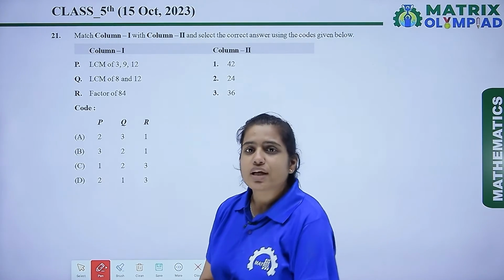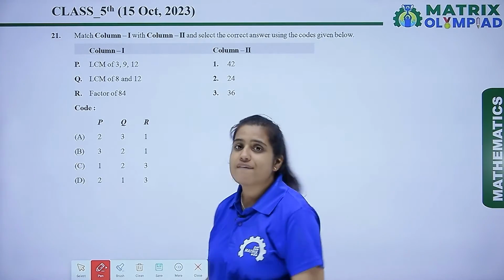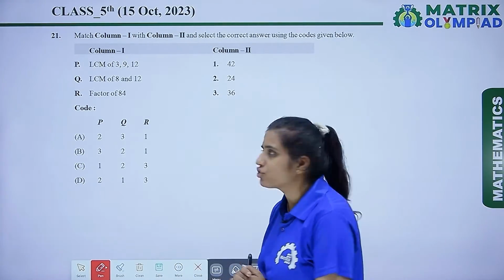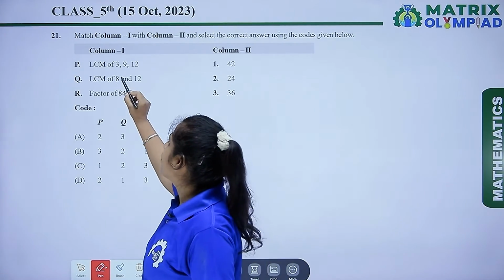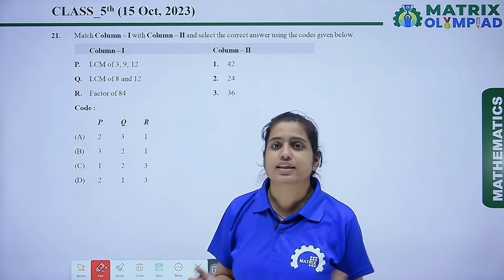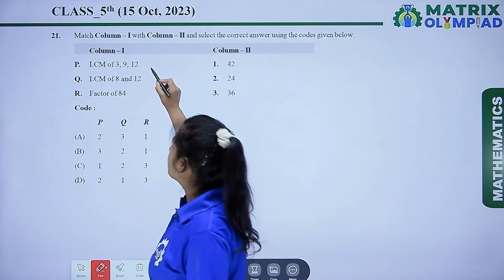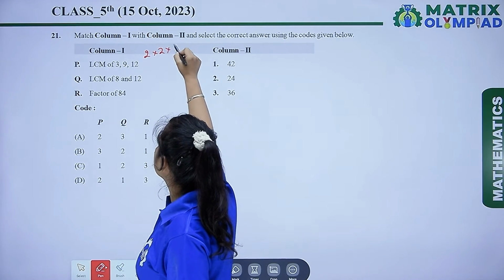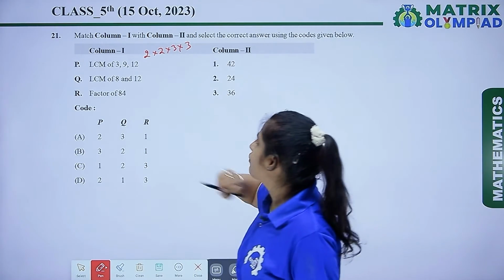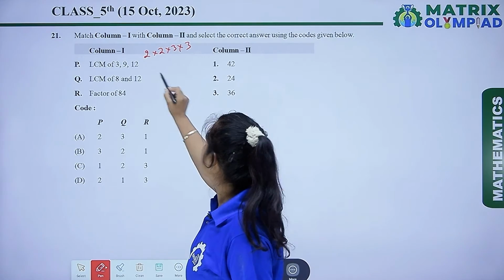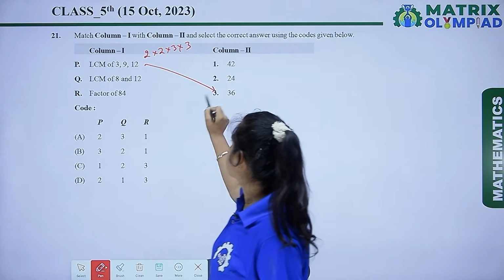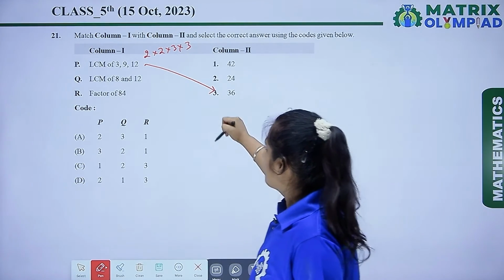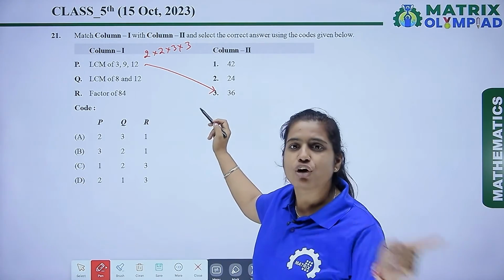Now here in this 21st question we have मैच द कॉलम. एक कॉलम 1 है, एक कॉलम 2 है, दोनों को हमें क्या करना है, करेक्ट चीज के साथ मैच करना है. Now first is LCM of 3, 9, 12. 3, 9, 12 का LCM क्या होगा? So we have to find out the LCM of 3, 9, 12 and that is 2 multiplied by 2 multiplied by 3 multiplied by 3. So after taking the LCM of 3, 9 and 12 we will get 36. So LCM of 3, 9, 12 is 36. So here we have to match P with third of column 2.